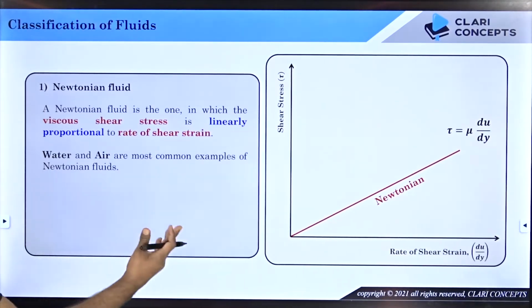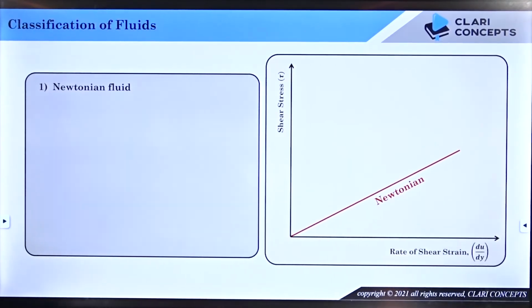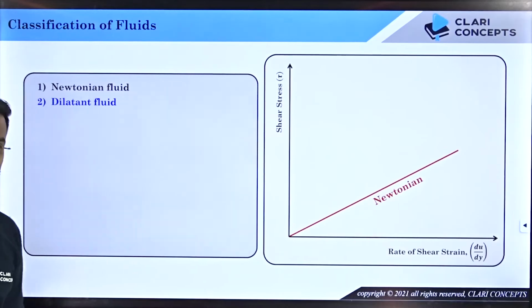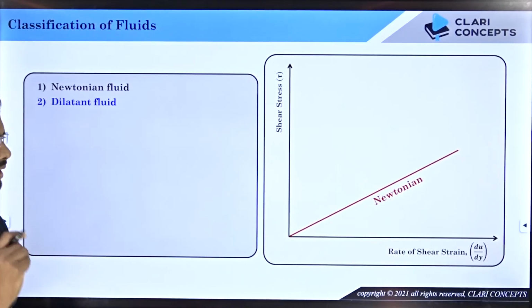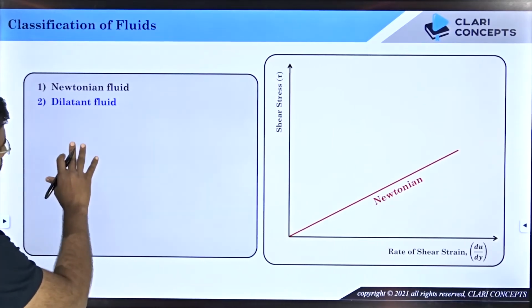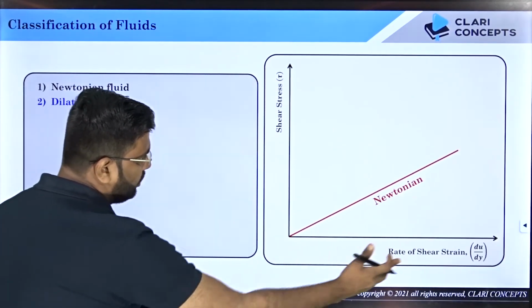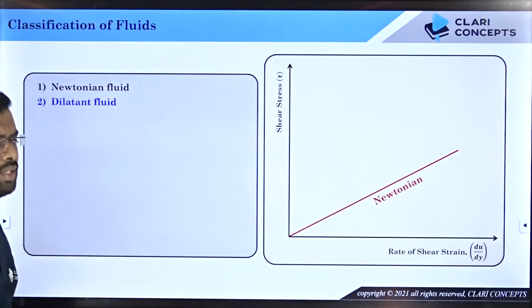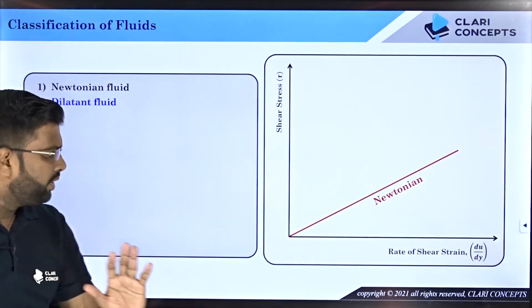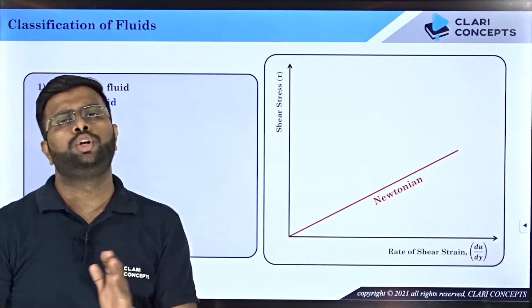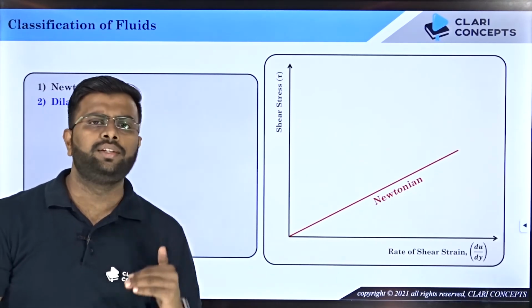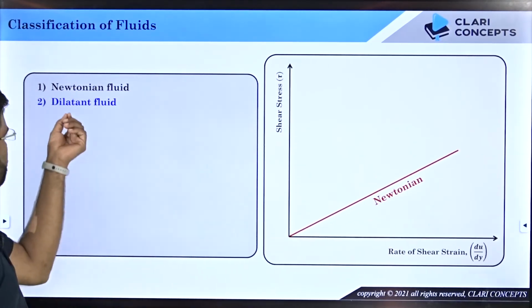Let us move on to the next type of fluid, which is the dilatant fluid. Now, please concentrate over here because understanding this is a little tricky. When you draw the graph of shear stress versus rate of shear strain for a dilatant fluid, firstly I would say all the fluids which are not Newtonian in nature are said to be non-Newtonian fluids. Now, there are various categories in non-Newtonian fluids, one of which is the dilatant fluid.